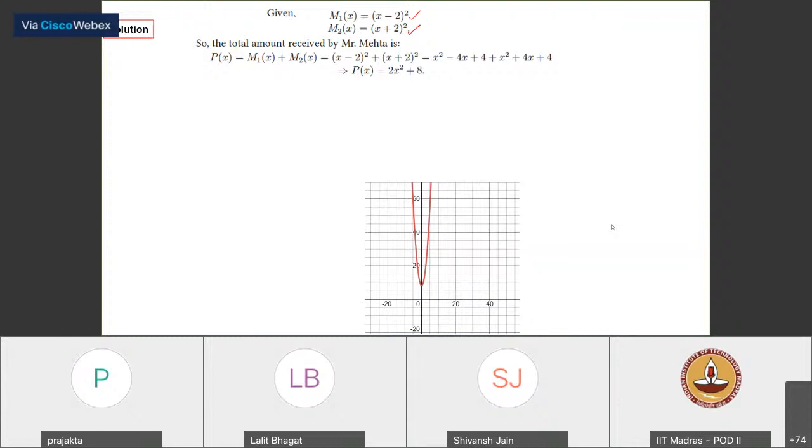So the total amount received by Mr. Mehta will be M1x plus M2x, that is equal to (x minus 2) whole square plus (x plus 2) whole square. Here a square plus b square is there now. So either we can expand it and add, or we can do (a plus b) whole square minus 2ab. Okay, and then Px is equal to 2x square plus 8. If you plot the curve, the graph comes like this.